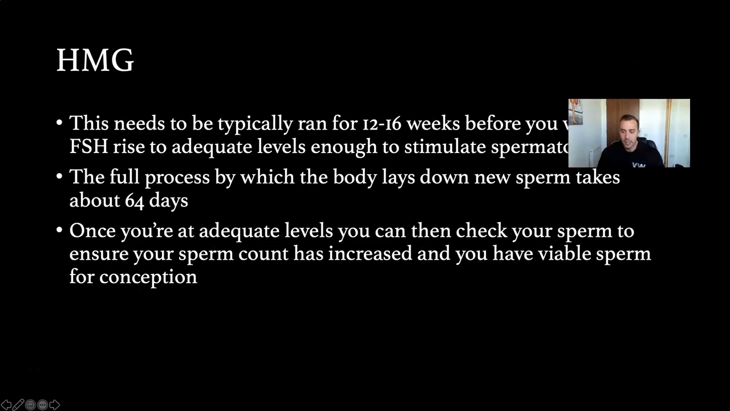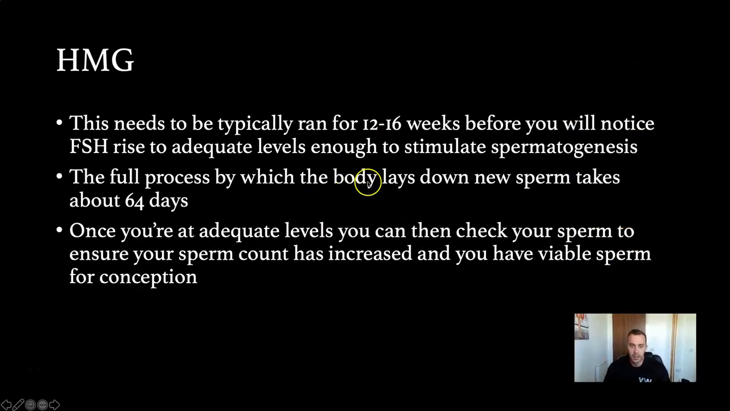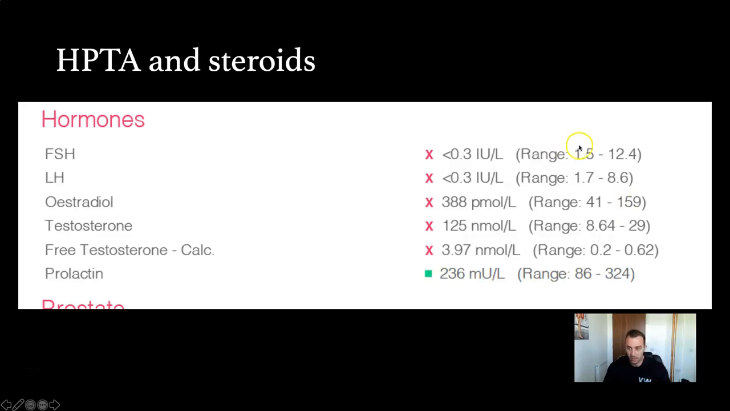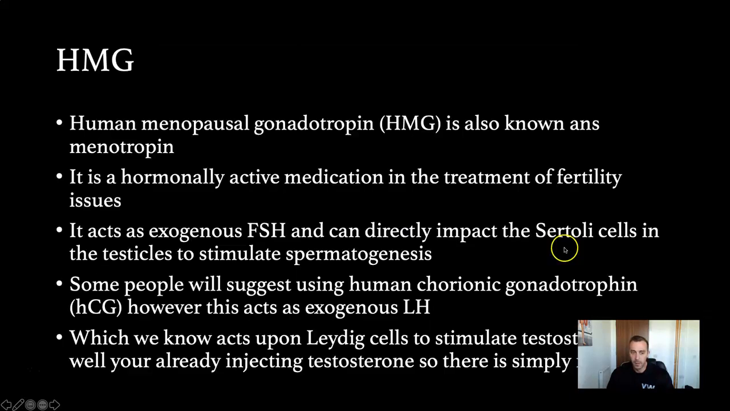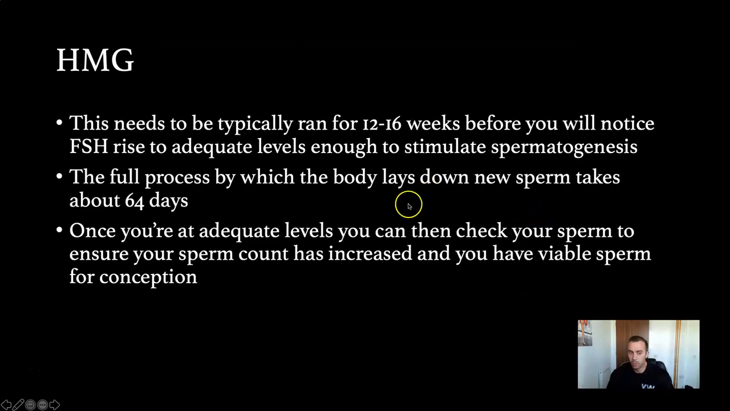So HMG itself would typically need to be run for about 12 to 16 weeks before you're going to notice FSH rise to those adequate levels and stimulate that spermatogenesis. Remember what I said about the usual average ranges. You check before you start using HMG, you run it for 12 weeks, you check again, see if you're within range, and you kind of know, right, okay, I'm producing enough sperm here. But you'd obviously check as well. You can get tests from Boots or whatnot.